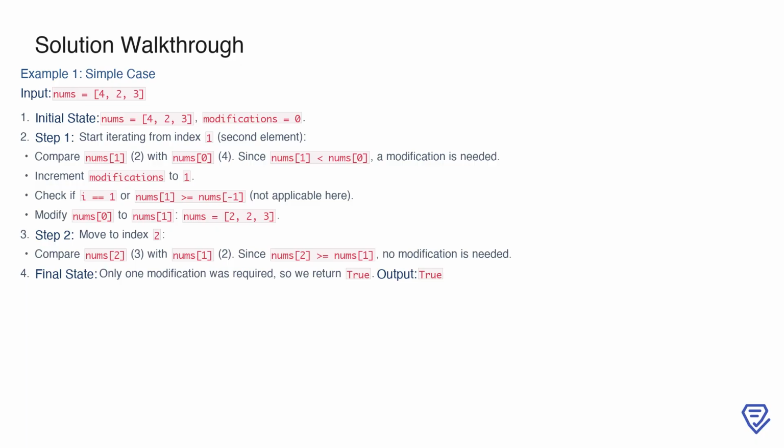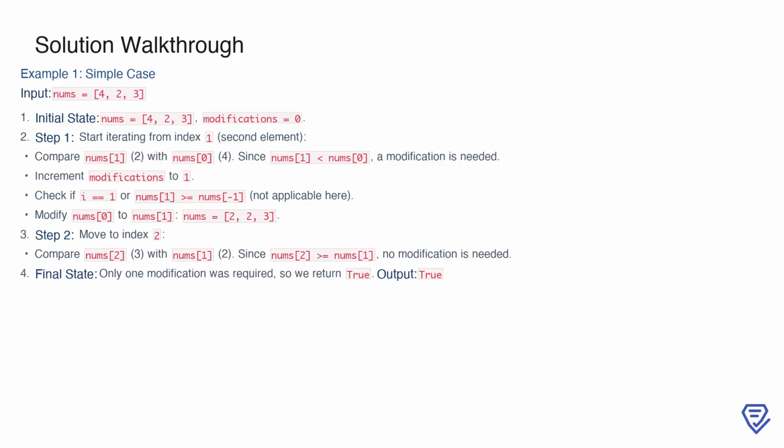Since 2 is less than 4, the array is not non-decreasing at this point, so we need to make a modification. We increment modifications to 1, then decide how to adjust the array. Since we are at index 1, we modify nums[0] to match nums[1], resulting in nums equals 2, 2, 3. Now, the array satisfies the condition at this step.